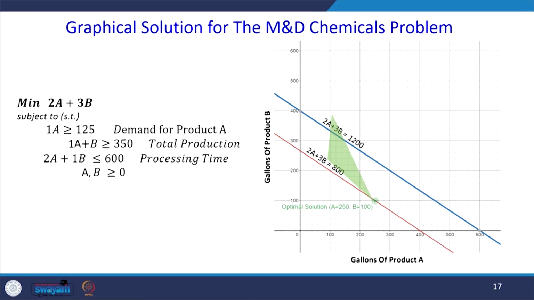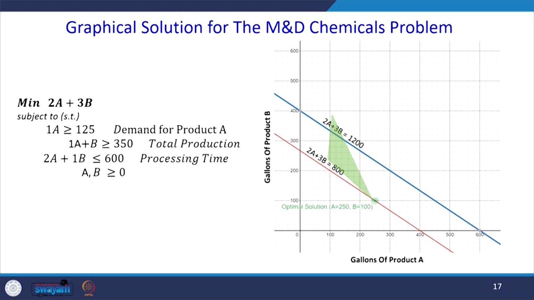The graphical solution of the M&D Chemicals problem. First I have drawn all the constraints, then I have taken an arbitrary value for our objective function. What is that arbitrary value? 1200. 2A plus 3B equal to 1200. Now I have to move this objective function towards the origin because it is a minimization problem. Then I have taken another arbitrary value, 2A plus 3B equal to 800.